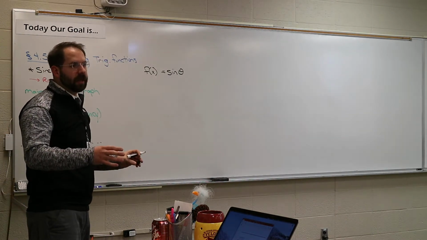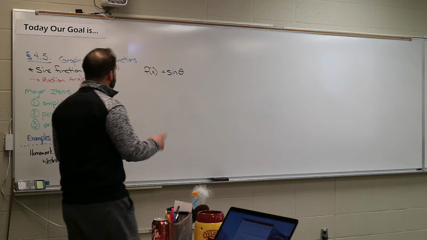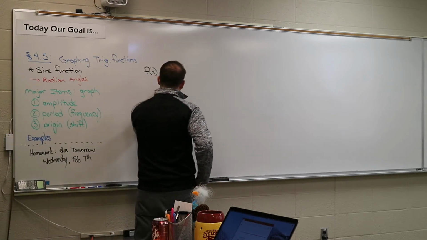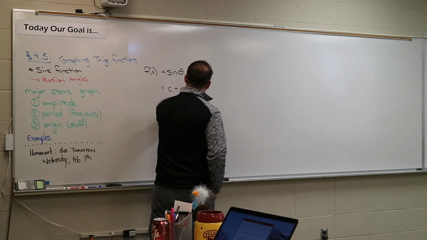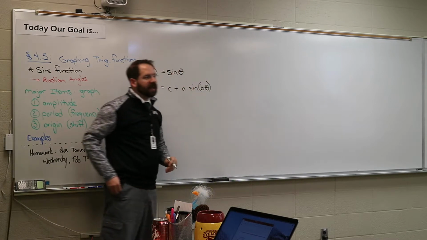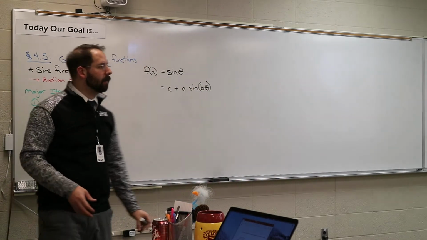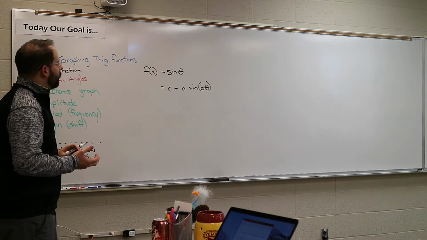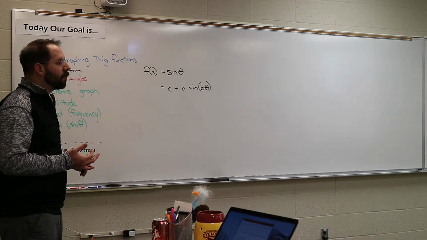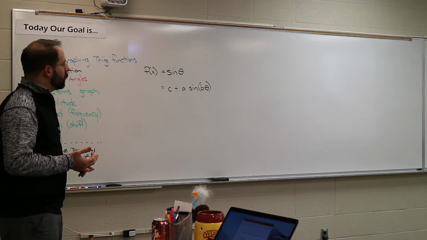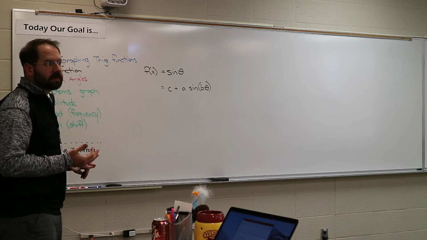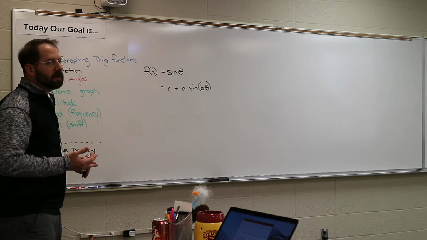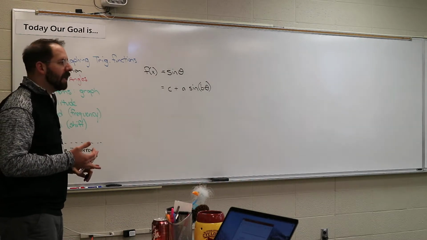If they're going to mess with it, if they're going to put numbers in here, this is how they're going to mess with it, for us today anyway. They would throw a number out front, either adding or subtracting it. The A number out front of the sine will affect the wave itself. The B number on the inside with theta will affect the angle itself.